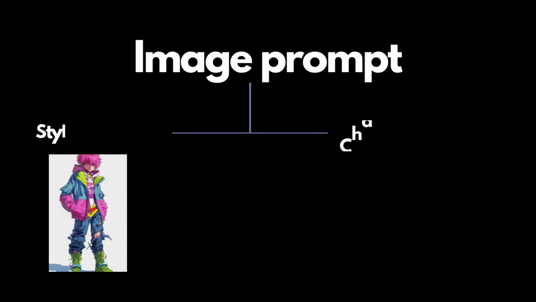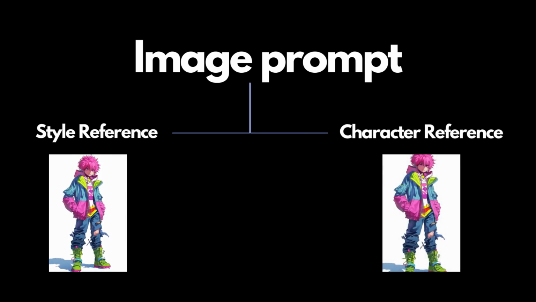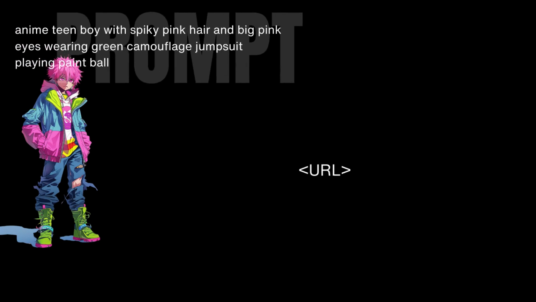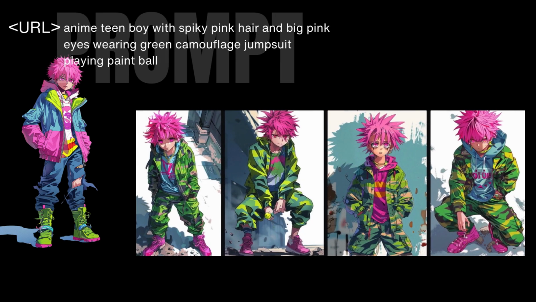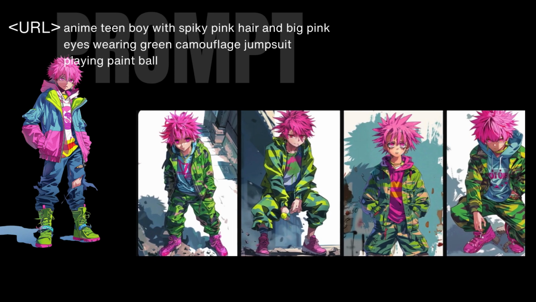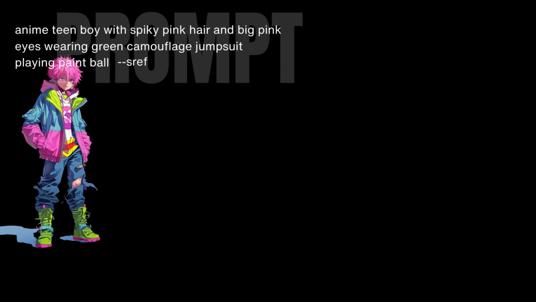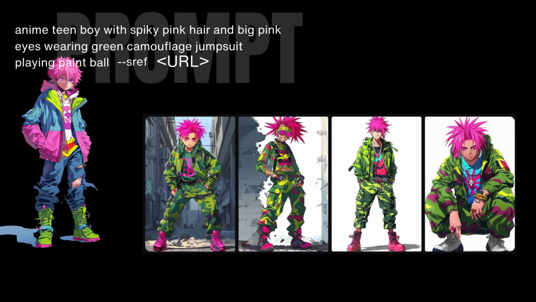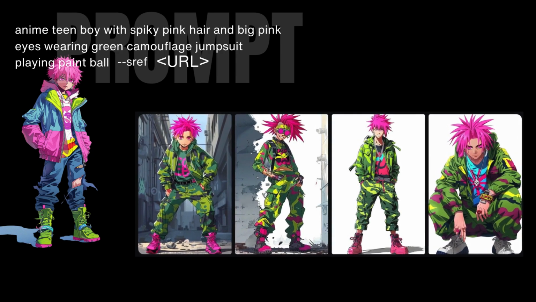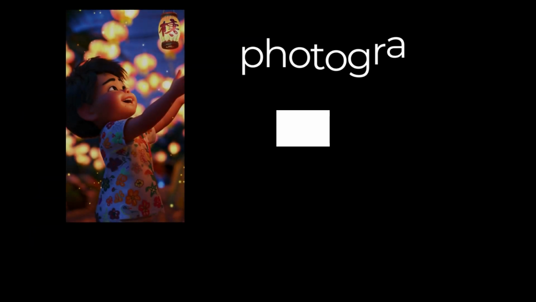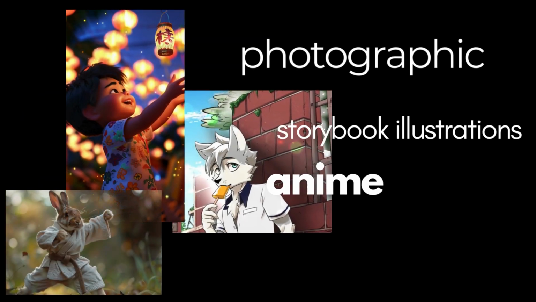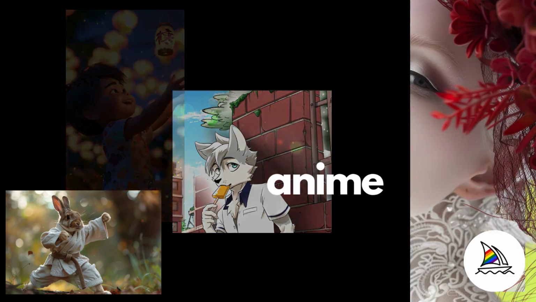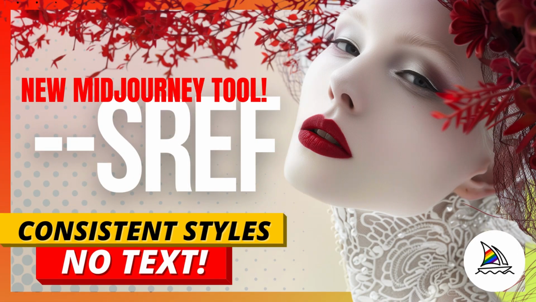Both style reference and character reference are types of image prompts, but they focus on different elements of the image. A regular image prompt, placed at the start of your prompt, focuses mainly on composition, the way elements are laid out in your image, and to a lesser extent, color and style. Style reference specifically looks to capture the style, the look of the image, and to a lesser extent, the details of the character. Is it photographic, anime, a storybook illustration? For more on the SREF parameter, see this video.